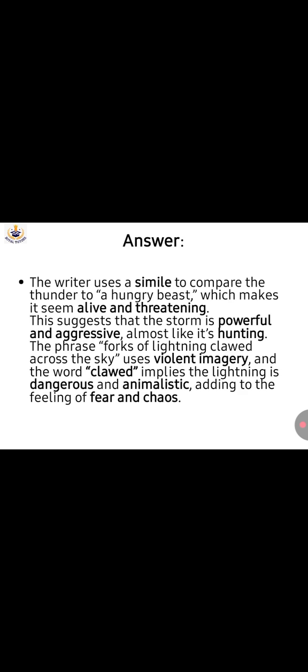Here's the answer. The writer uses a simile to compare the thunder to a hungry beast, which makes it seem alive and threatening. This suggests that the storm is powerful and aggressive, almost like it's hunting. The phrase 'forks of lightning clawed across the sky' uses violent imagery, and the word 'clawed' implies the lightning is dangerous and animalistic, adding to the feeling of fear and chaos.